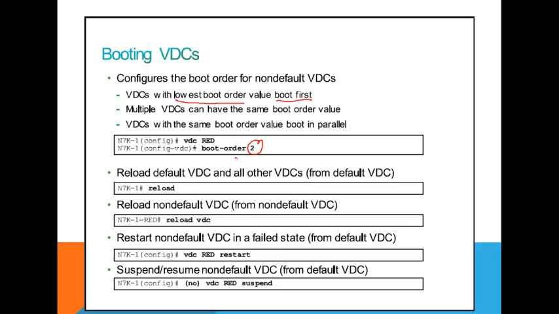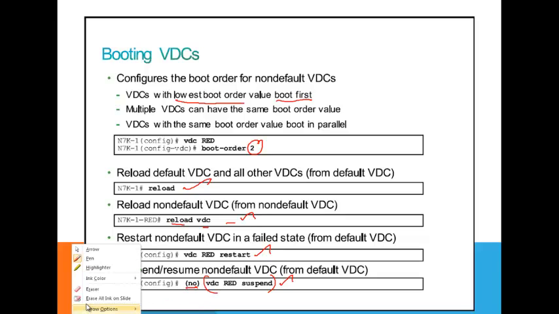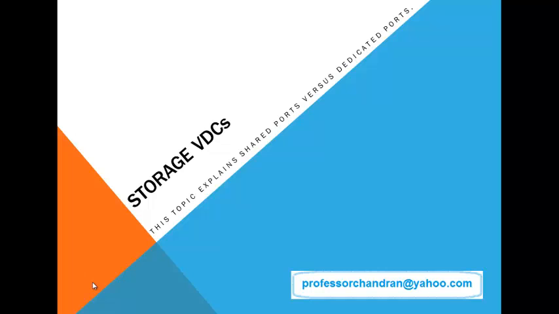To reload all the VDCs, this is the command from the default VDC. To reload only one particular non-default VDC, reload vdc, VDC name. To restart, this is the command. To suspend a particular VDC, this is the command. To resume it, put no in front of it. That will bring it out of suspension. So the storage VDC we'll see tomorrow, same time.